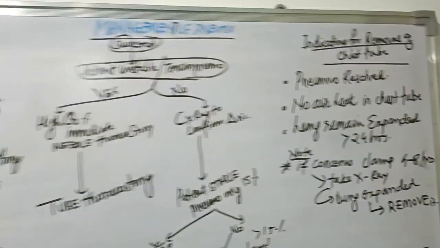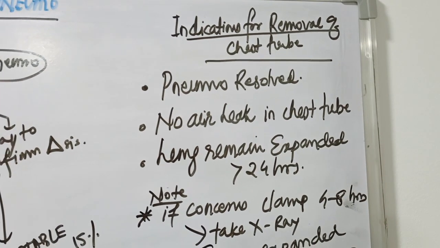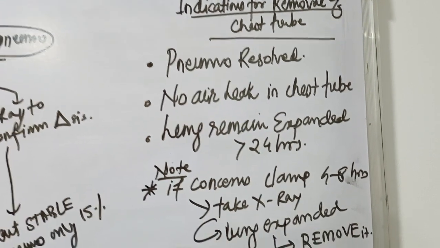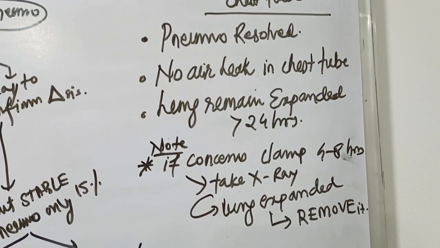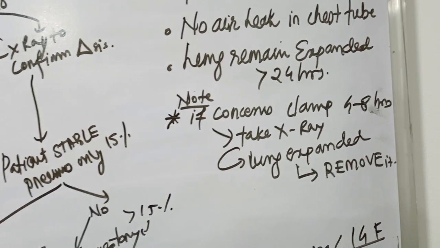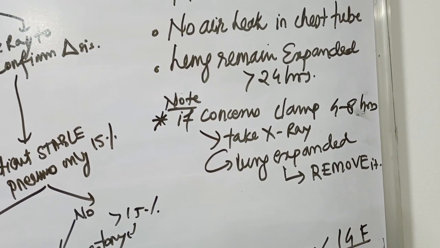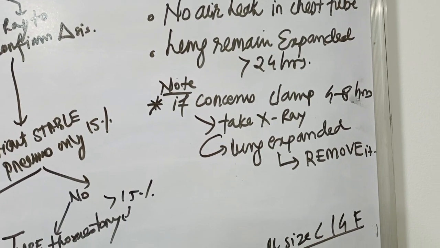So what are the indications for removal of the chest tube once we put it? When the pneumothorax is resolved, there is no air leak in the chest tube, or the lung remains expanded for more than 24 hours. If there are concerns about the pneumothorax, clamp the tube for 48 hours and take an X-ray. If the lungs are expanded, remove it.